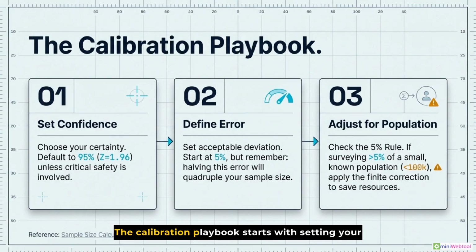The calibration playbook starts with setting your confidence, usually 95%. Next, define your acceptable error, starting at 5%. Finally, adjust for population size using the 5% rule if needed to save resources.